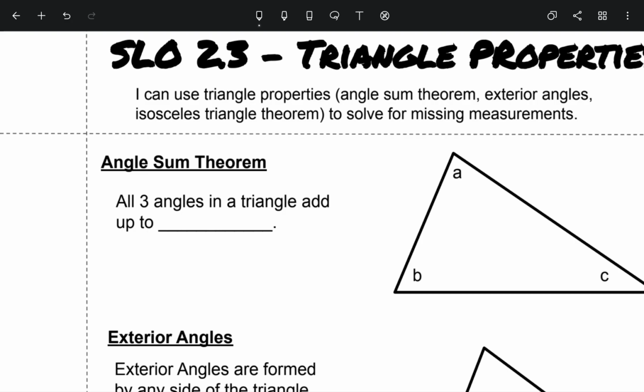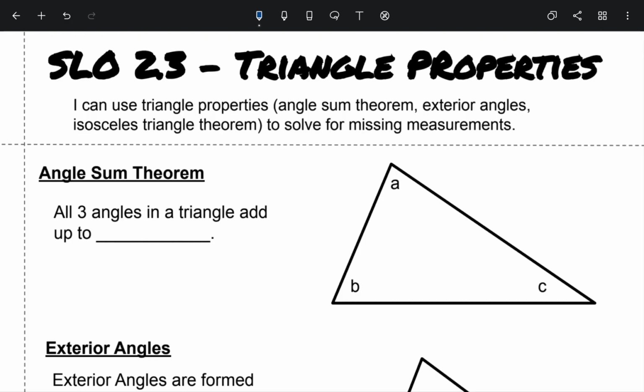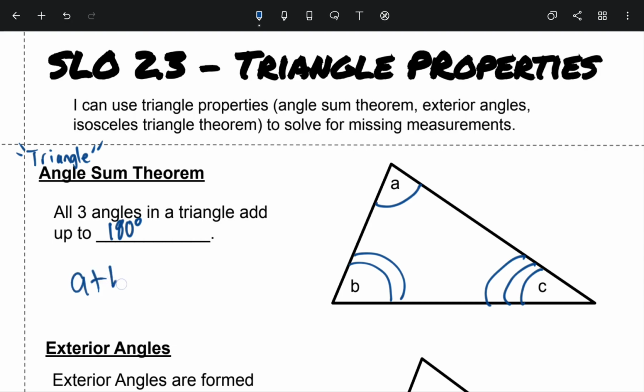The first theorem we are covering today is the angle-sum theorem, also sometimes known as the triangle sum theorem. And this basically says that all three angles in a triangle add up to 180 degrees. So in the triangle we have three angles. We'll call them A, B, and C. If you add these all together, you will get 180 degrees.